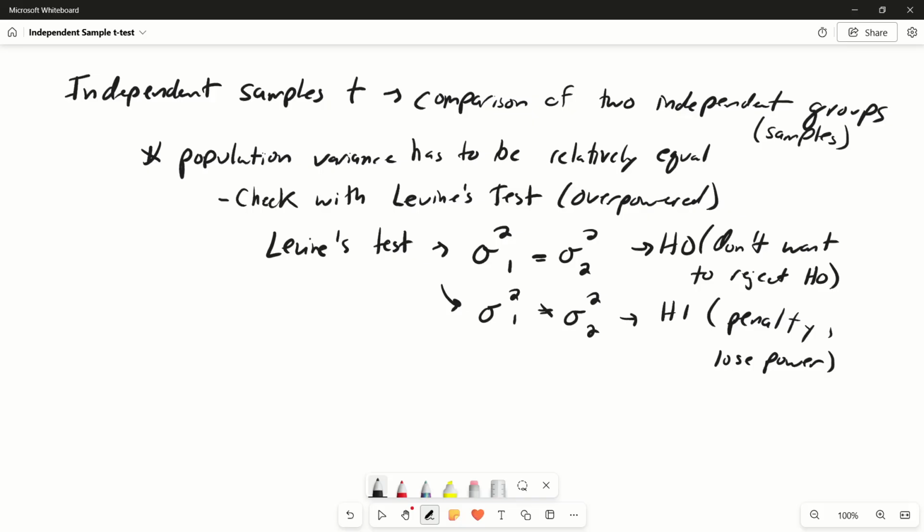We want to not reject the null with Levene's test. Still, Levene's test is a problem, especially with bigger sample sizes. It's too easy to reject the null. So you can also do the rule of thumb I gave. The largest variance should be no more than 4 times the smallest.